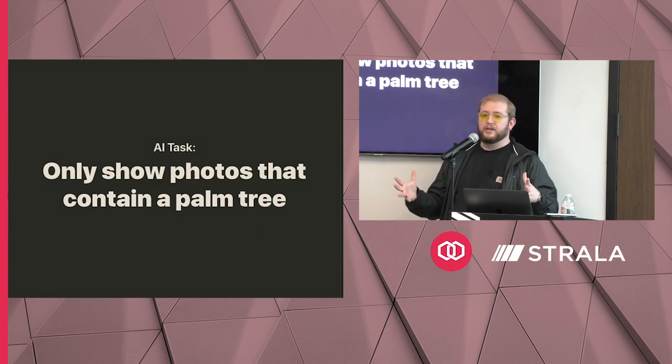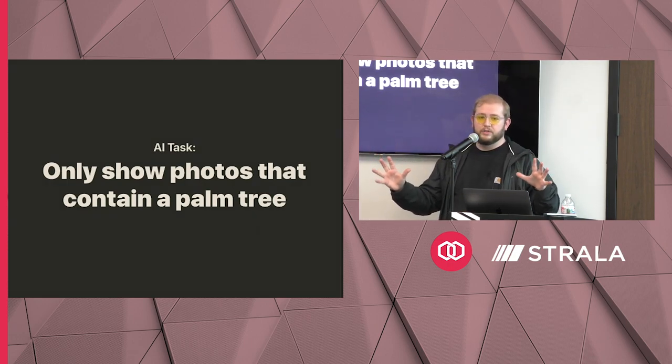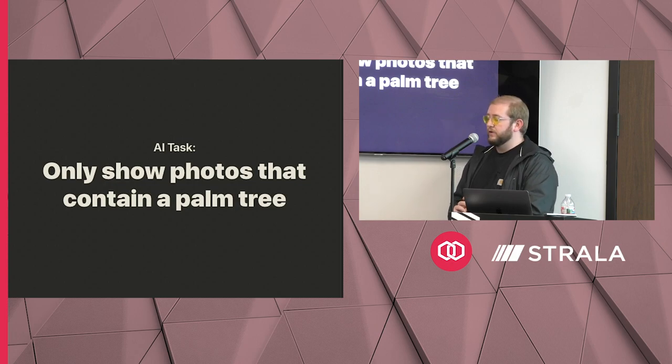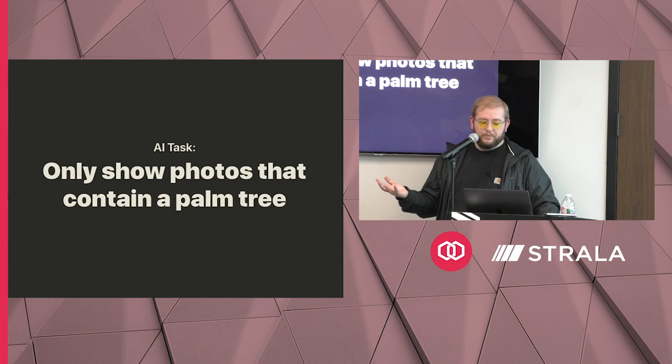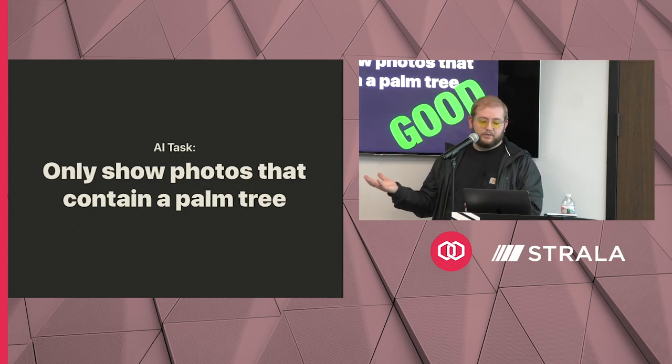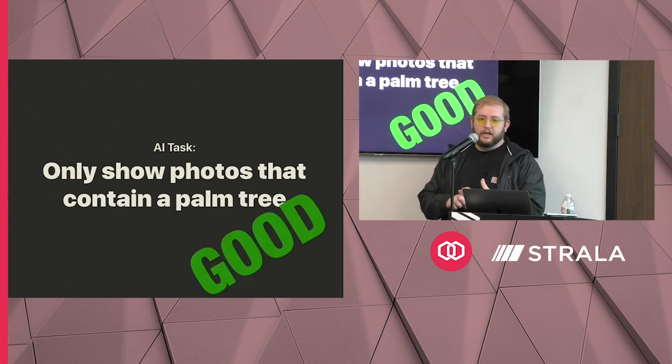So, speaking practically here in 2019 and not in some sci-fi universe, what's a good task for AI? Only show me photos that contain a palm tree. To me, this is a good task for a few reasons. It's well-defined, it's clear-cut. There's a true or false answer, or there's a way to know if it's working, you can tell.